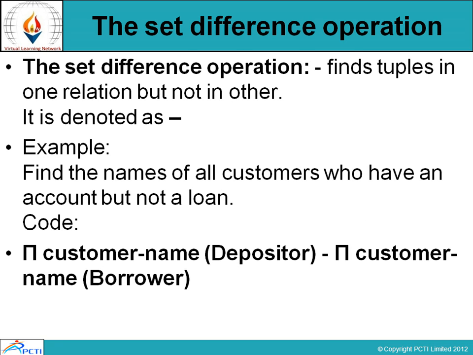Now the set difference operation. Set difference operation finds the tuples in one relation but not in another. Like some data I want that is in table A but does not exist in B, then it extracts only that data. Example: find the names of all customers who have an account number but not a loan. For the difference operation we use the symbol minus.